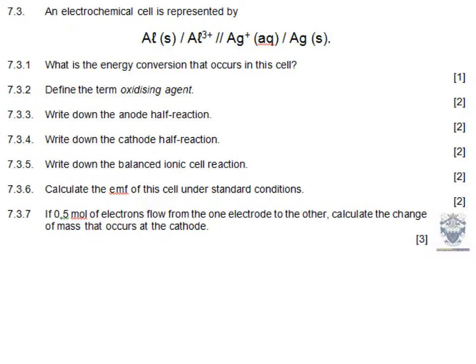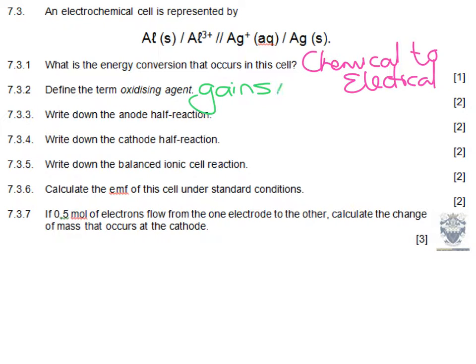An electrochemical cell is represented, and this is very much bookwork. What energy conversion takes place? We're going from chemical to electrical. Define the term oxidizing agent. It is a substance that causes another one to lose electrons, or you can say it gains electrons itself, or causes electrons to be lost.